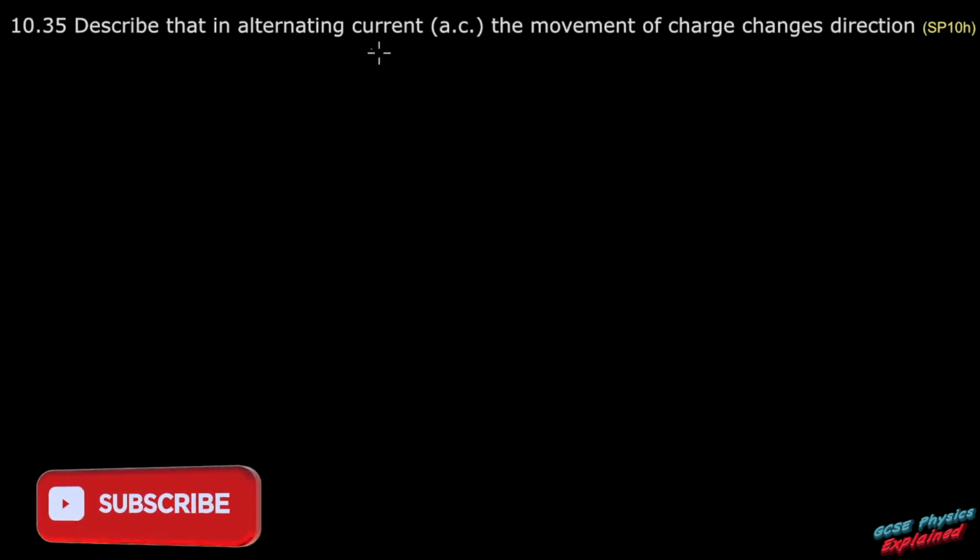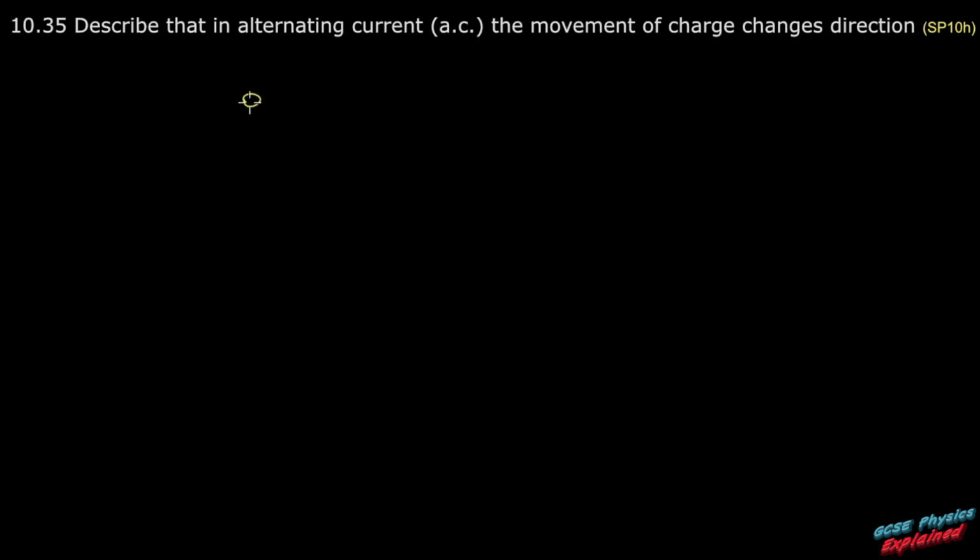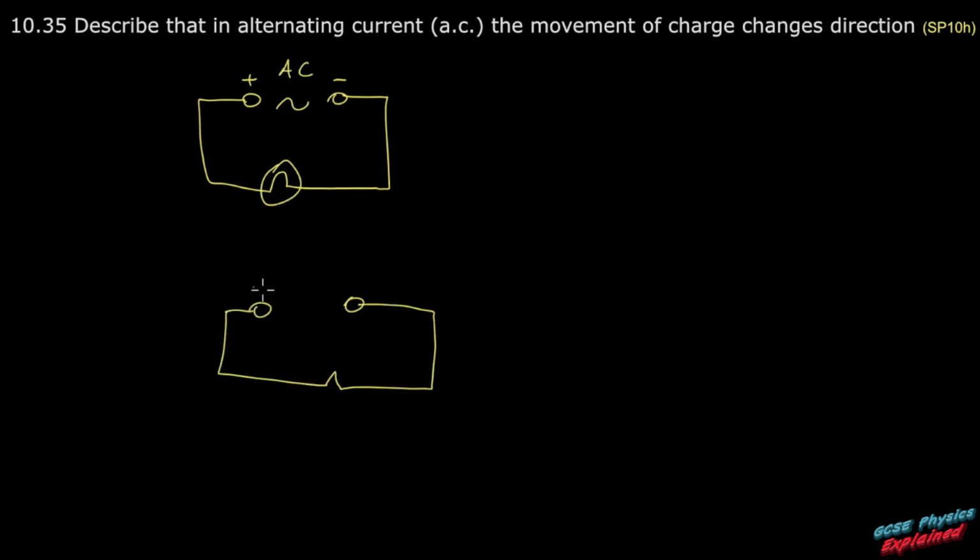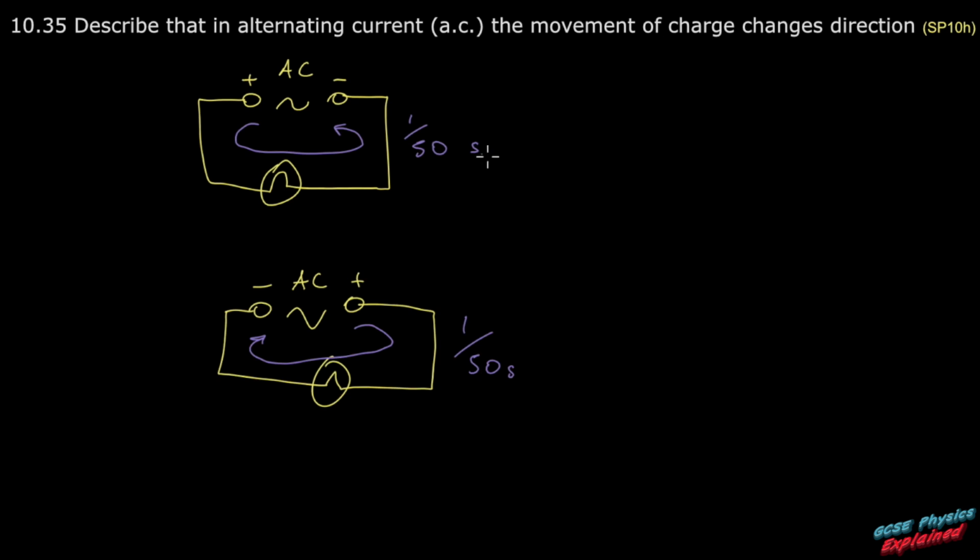35. Describe that in alternating current, the movement of charge changes direction. Well, that's what I said before. So for a 50th of a second, the current would be flowing this way, clockwise, and then a 50th of a second later, the current would reverse and it would flow anti-clockwise. So remember, the charges that are flowing inside wires are little free electrons. So these poor little things don't know if they're coming or going. Because the flow keeps alternating, that's what creates an alternating magnetic field as well, which is what we use in transformers.